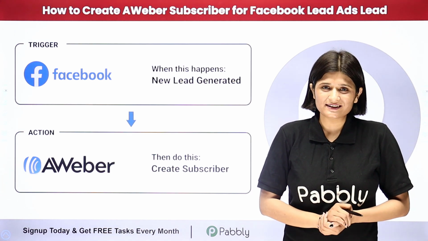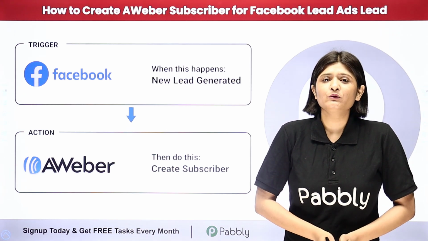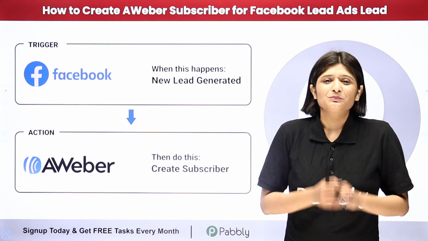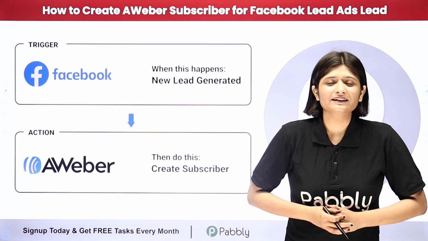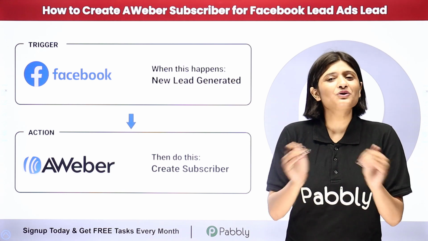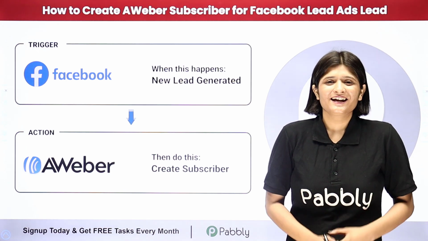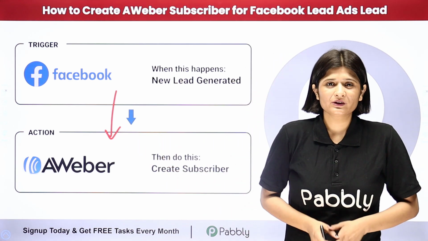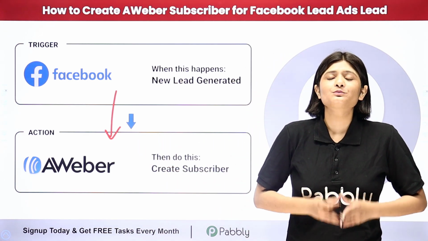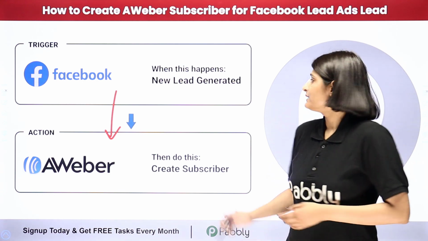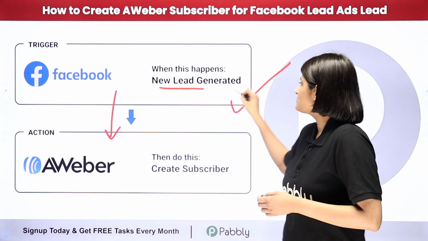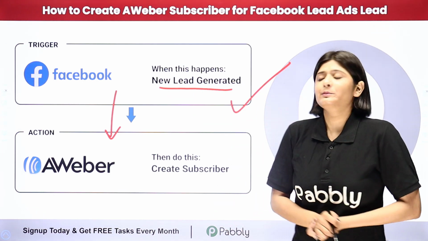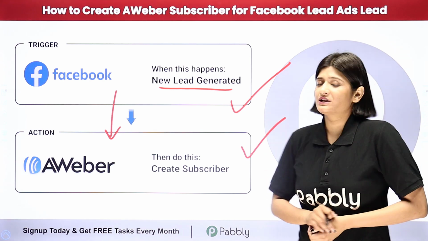Now doing this manually will be a very time consuming task, so I am completely going to automate this process, and to do this automation I am going to use Pabbly Connect. Pabbly Connect is an amazing automation and integration software which requires no coding or programming skills. Here I just need to build a connection between Facebook lead ads and Aweber, in such a way that whenever I receive a new lead in my Facebook lead ads, a subscriber will be automatically created in my Aweber account.